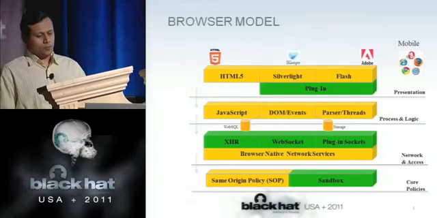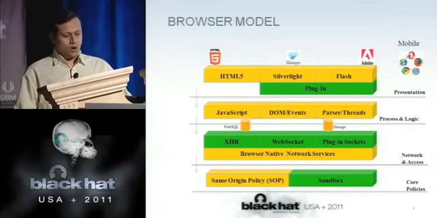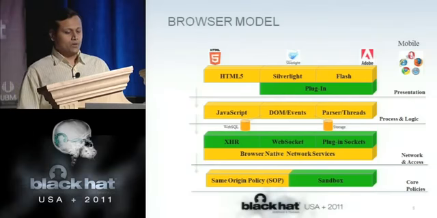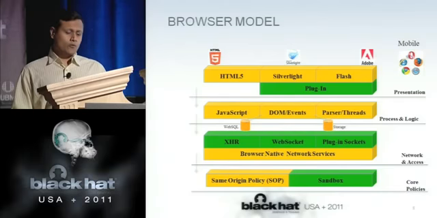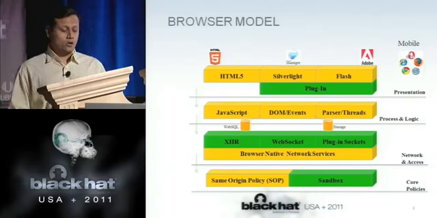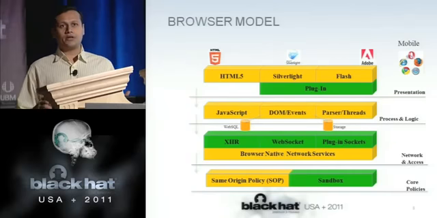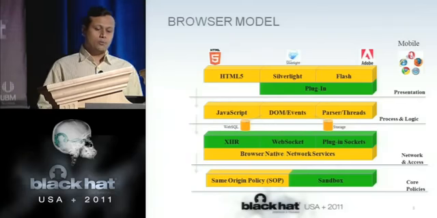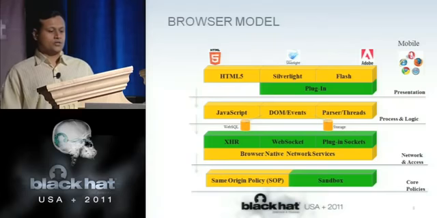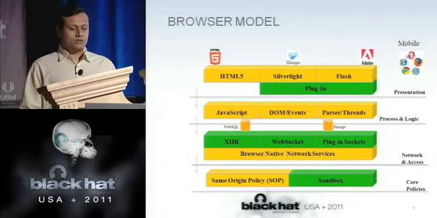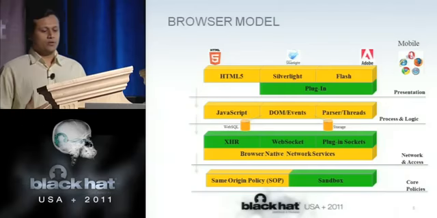So what is a browser model? If you look at it, definitely there are core policies at the bottom, which talk about same origin policy and sandboxing. Then on top we have a network access layer where we have essentially 3 to 4 ways of talking to the server or making cross domain calls as well: XHR, WebSocket, plugin sockets. We have browser native network services and so on. And then the top 2 levels are interesting for us. One is the process logic, where you definitely have JavaScript running. Then you have the whole DOM and event model, which allows you to access WebSQL and storage residing in your browser. And then you have parsers and threads.